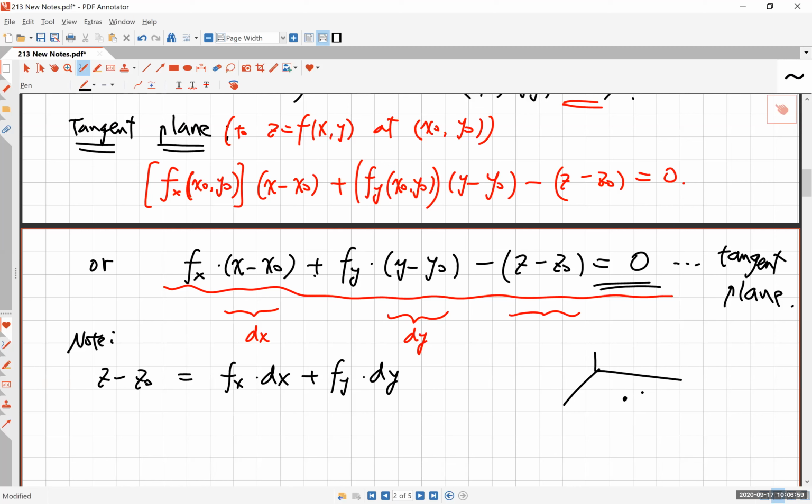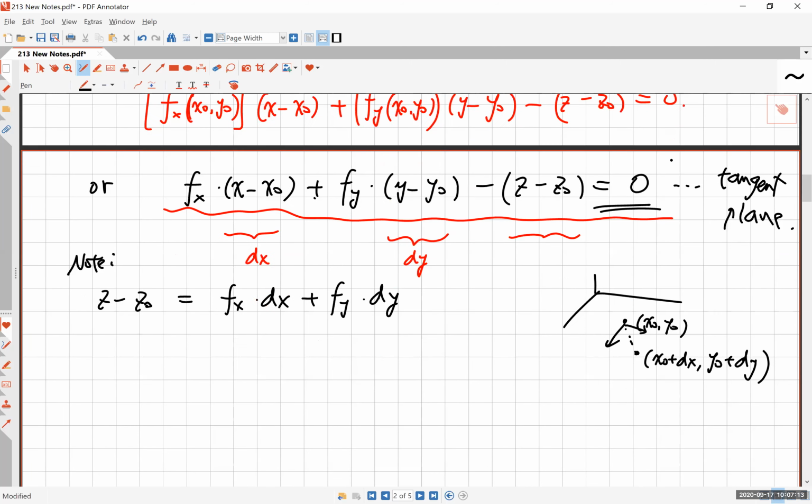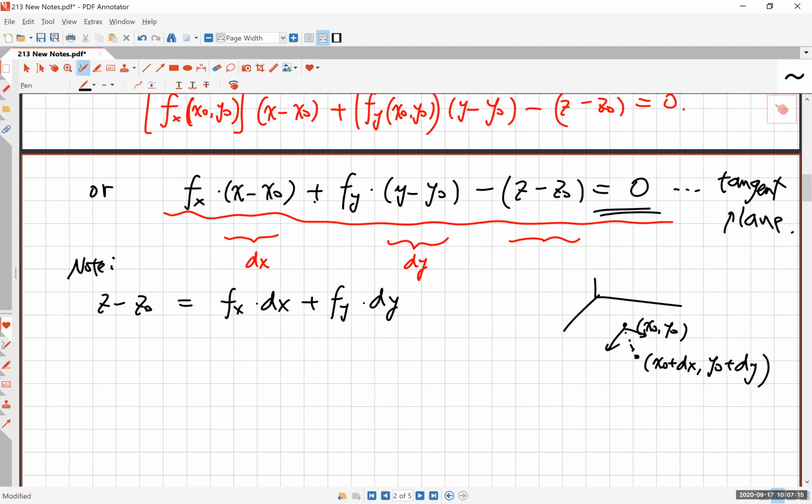If you are at this point x naught, y naught, and let's say you go a little bit over here and a little bit over here, so now you're at this point. This is x naught plus dx, y naught plus dy. And assume that these are really, really close to each other. What happens to the value of the function at this point compared to this point? That's the difference between the two values, which we call delta z. But the delta z is approximated by dz. So this is actually the dz.